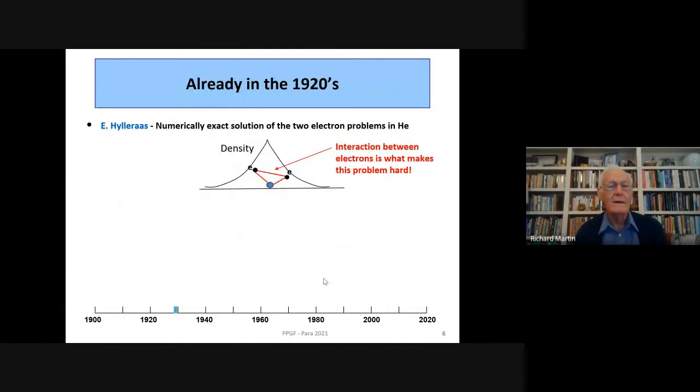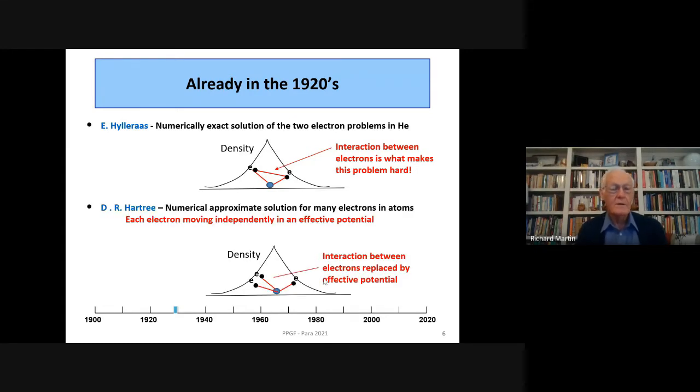And so already in the 20s, there was work like the numerically exact solution for a two-electron problem in helium by Hylleraas. And Hartree had shown how to do the approximate solutions for many electrons and atoms using an approach where each electron was moving independently in an effective potential. Since it's spherically symmetric, it becomes a radial equation for each of the electron wave functions that are viewed as independent. And it could be done on a hand calculator in the 20s. Hartree went on to be one of the pioneers of early computation, but his father, a businessman, did many of the actual calculations at the time.